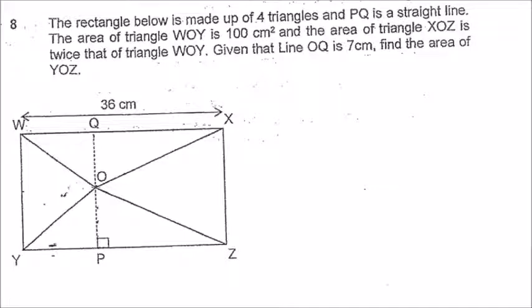Okay, question 8. The rectangle below is made up of four triangles. So these are the four triangles: 1, 2, 3, and 4. Then we have a straight line PQ. And the area of WOY is 100.